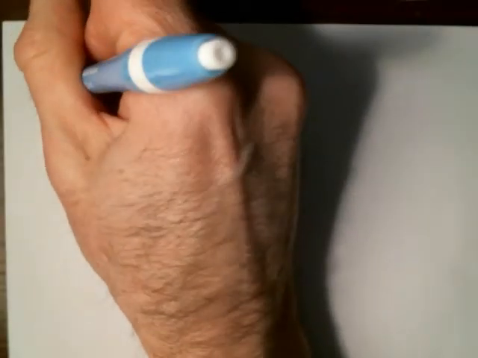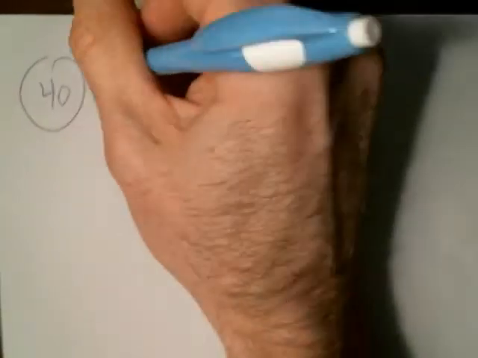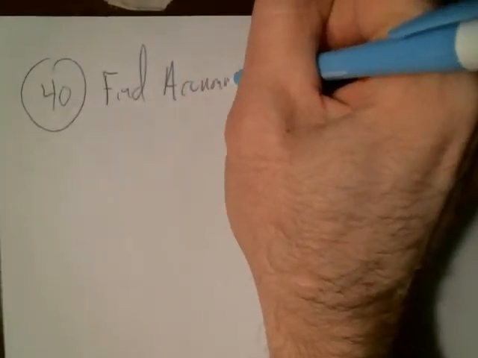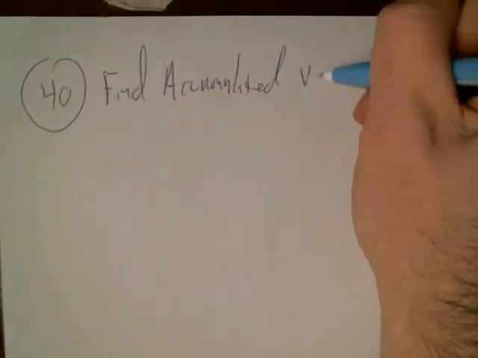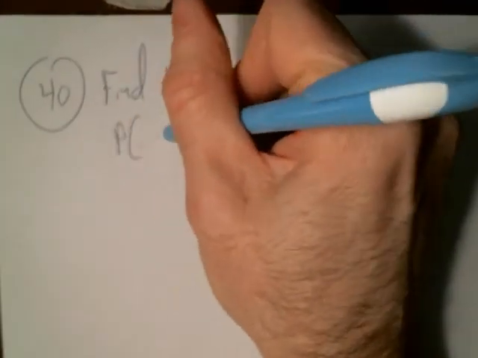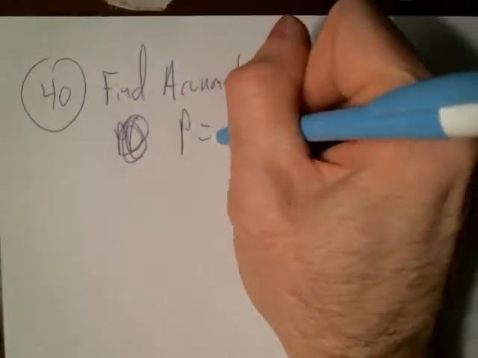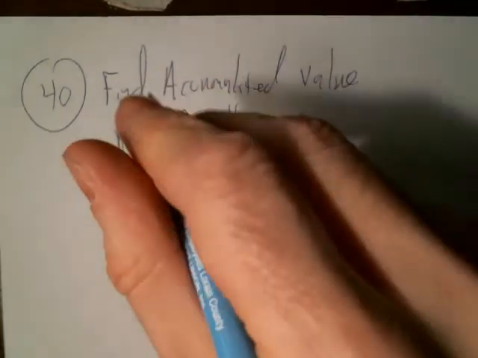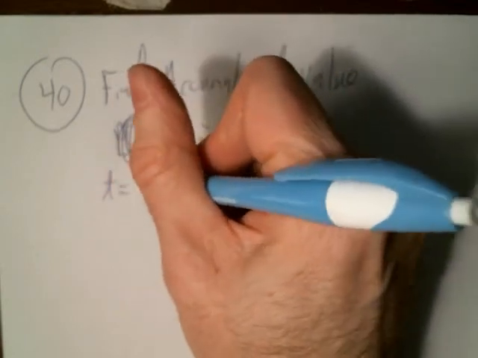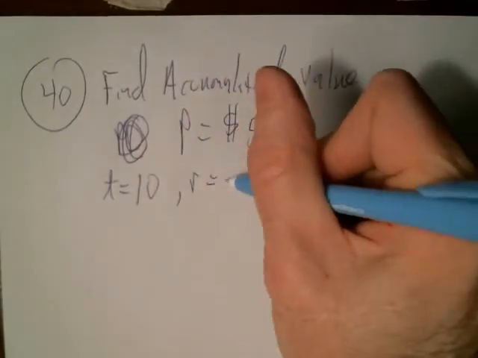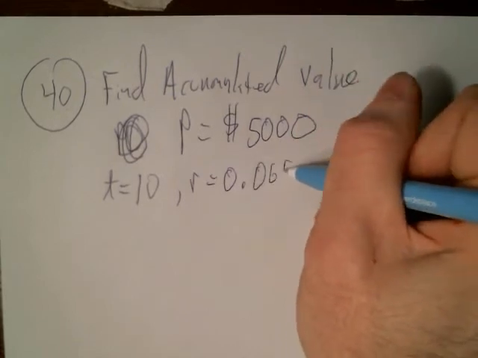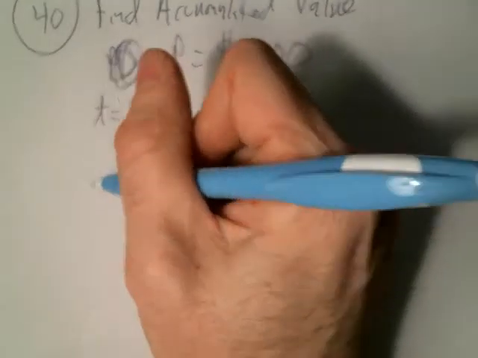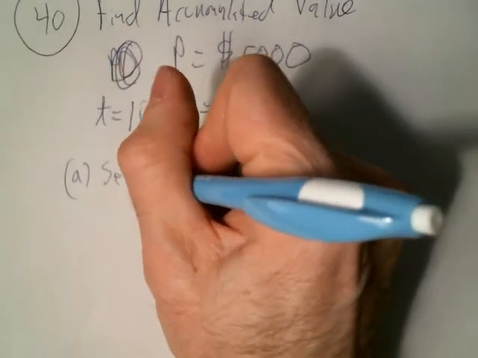You'll need your calculator. So this is number 40. Find your future value, or what the book calls the accumulated value. Your principal, the money that you currently put into your account at the beginning, is 5,000. So you put 5,000 in your account, and we want to know how much you have after 10 years with an interest rate of 0.065, which is 6.5% interest.